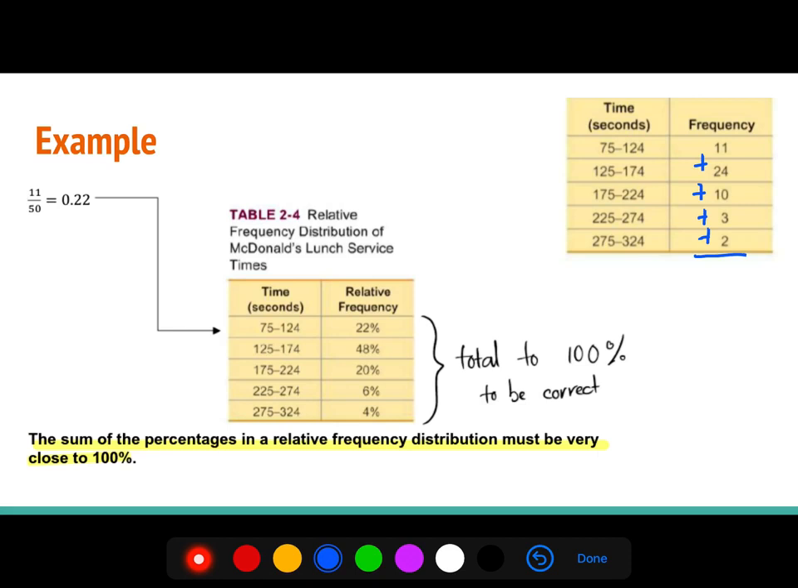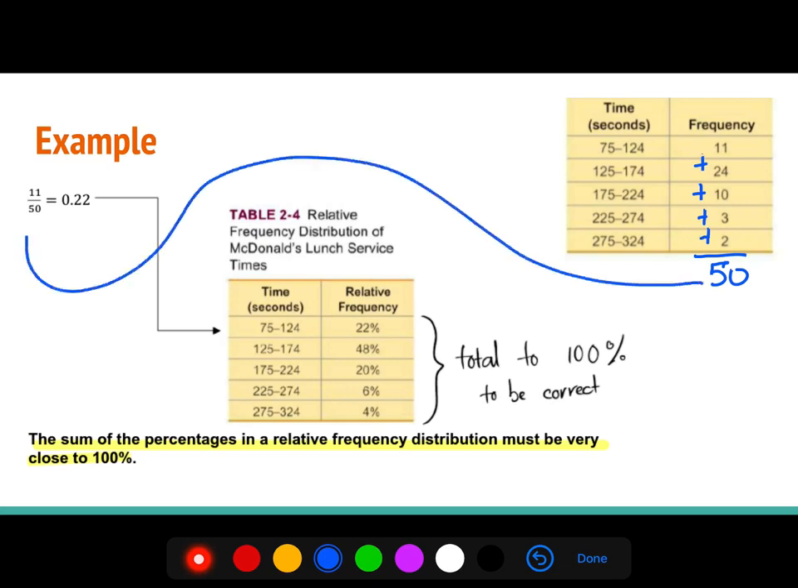So back to our McDonald's example. I am going to add up all the frequencies in the table. So 11 plus 24 plus 10 plus 3 plus 2. It's 35, 45, that's 50 total frequencies. That's what my denominator is going to be. And then for each class, like the first one, I have 11 in there. That's what the numerator is going to be. The next one will be 24, then 10, then 3, then 2.